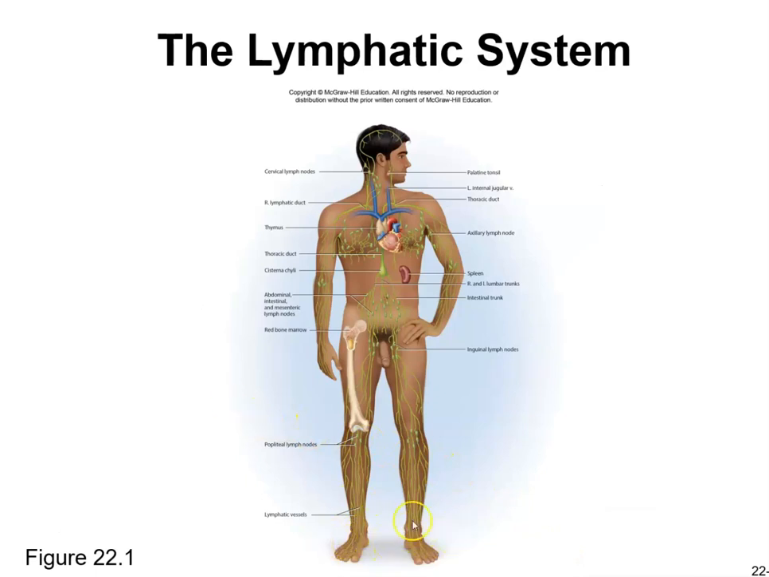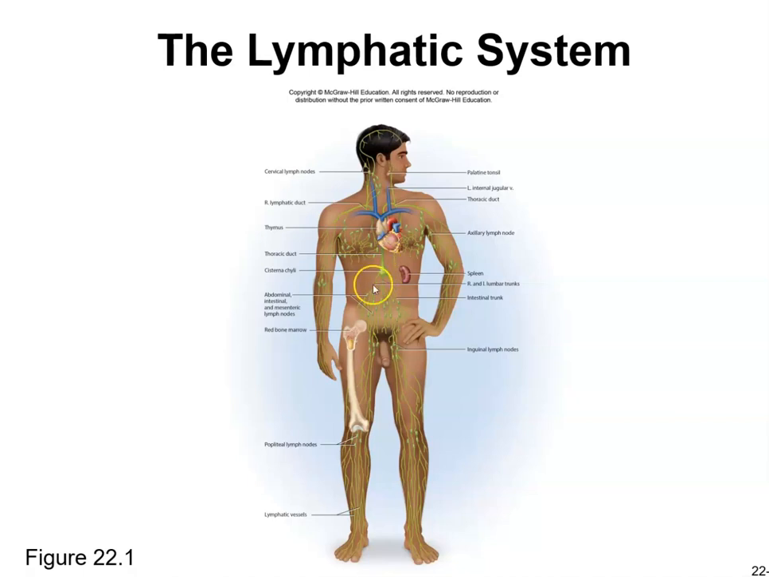So basically, here's the network, right? It takes up all this excess fluid. You have these inguinal lymph nodes here, okay? You have abdominal lymph nodes. You have axillary lymph nodes, okay? You have palatine. You have cervical lymph nodes, okay? And here's the big one. Here's the thoracic duct, and it dumps into the cisterna chyli right here, okay?